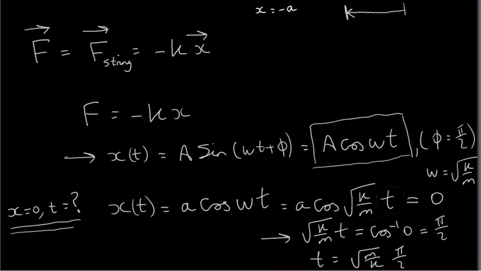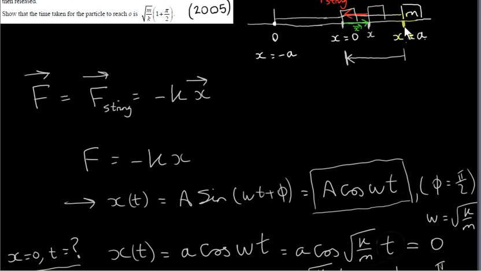That's the time taken for the mass to go from its initial position at x equals a to this position, x equals 0. Now we need to find the time taken for the mass to go from x equals 0 to here. We know that it will travel with constant velocity because the resultant force on it is 0. By Newton's first law, it will not accelerate. It will keep going with the speed it has when it reaches x equals 0. So the first question is, what is the speed when x equals 0?